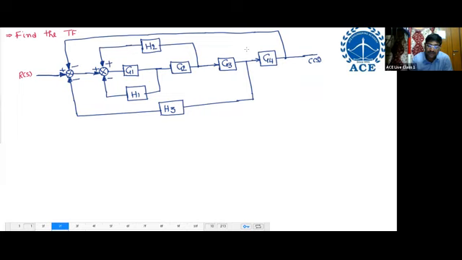Yes, very good. G1, G2, G3, G4. Very good, some students have written the answer correctly. Listen here, all of you listen. See, first simplify. First, C of S by R of S equal to.